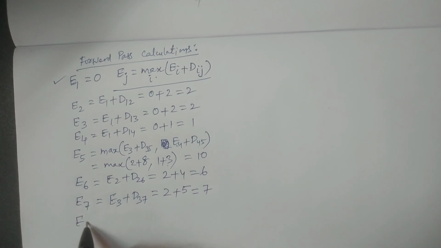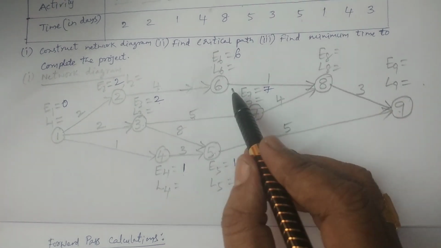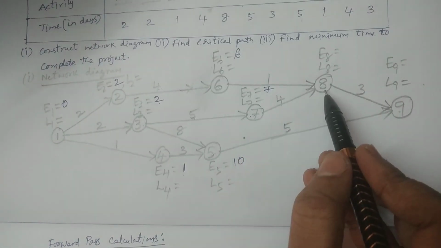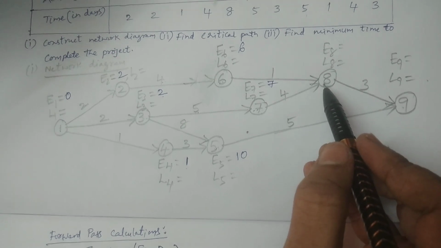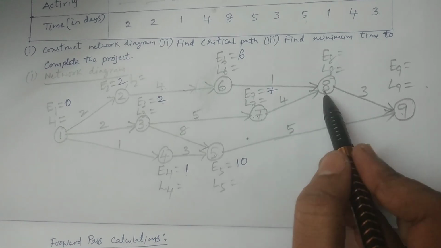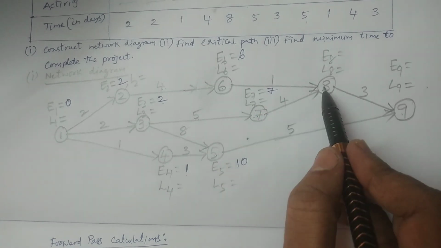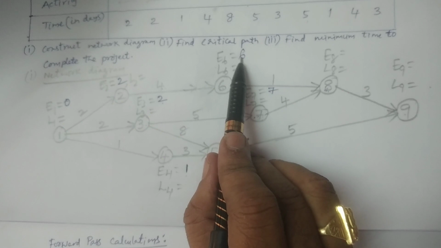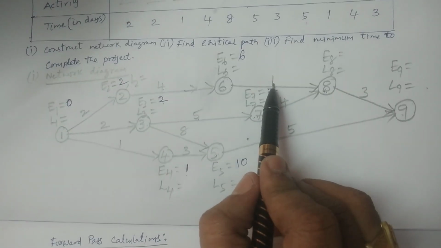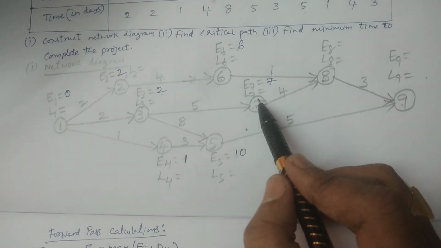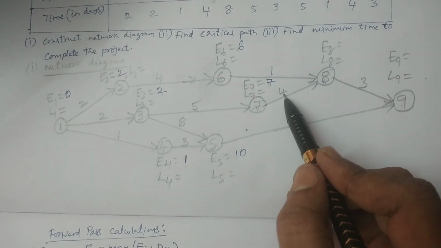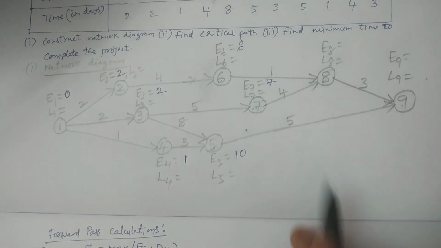Now E8 is going to be calculated. It is connecting from two activities, 6 to 8 and 7 to 8. The two particular connections we have to the event 8, so we have to consider the maximum. E6 is 6 plus D68 is 1, 6 plus 1 is 7. And E7 is 7, plus D78 is 4, 7 plus 4 is 11. The maximum is 11.